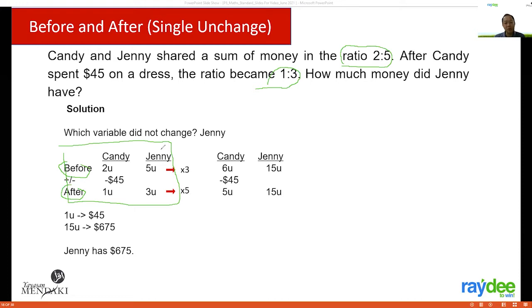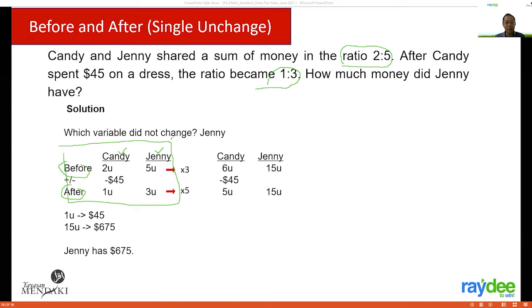Reason is very simple. It's because one of the variable did not change. Now, which are the variable? We have a Candy and Jenny. So in this case, Jenny did not change. What do we mean by Jenny did not change? Because if you look at the question, right, Candy spent $45. Now, did Jenny spend any money? No. So that means the amount of money that Jenny has should be the same before and after.